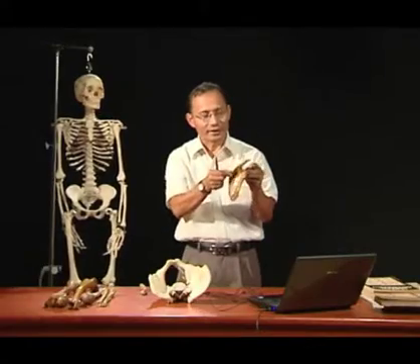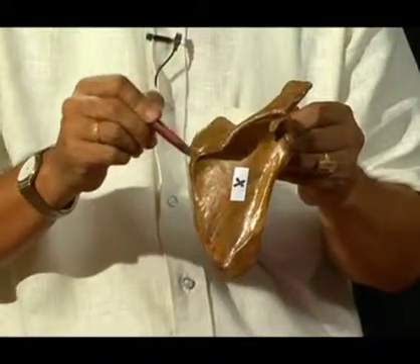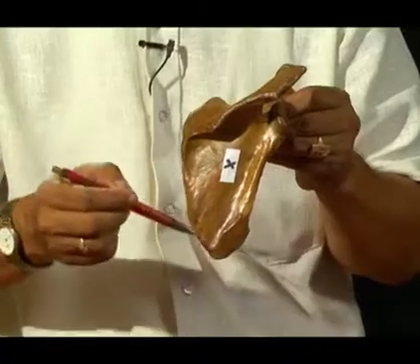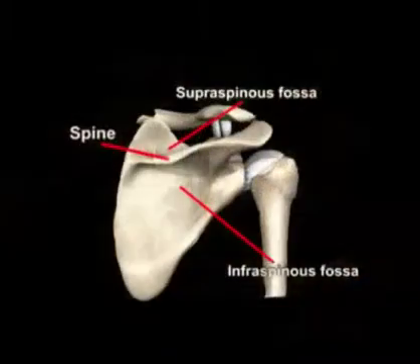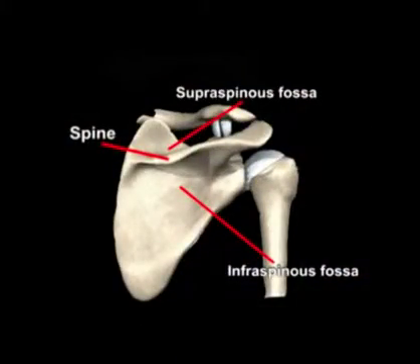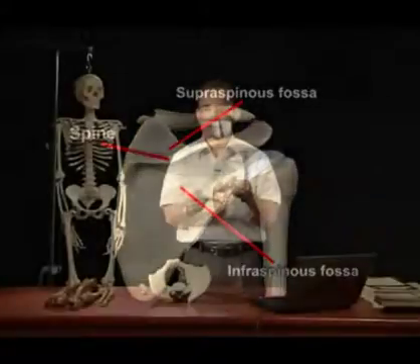The dorsal surface has a spine running here. This is called the spine. The spine divides the whole dorsal surface into supraspinous fossa and infraspinous fossa.